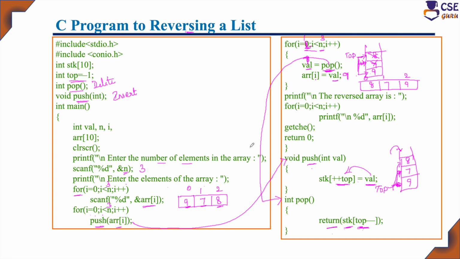Array position is 2. Next, i gets incremented to 3, the condition fails, and it will come out of the loop. And this is the new array you will get. And the reversed array is printed. If you print this array, 8, 7, 9 will be printed, and then it will return. So this is the simple logic of how to reverse a list using the stack data structure.